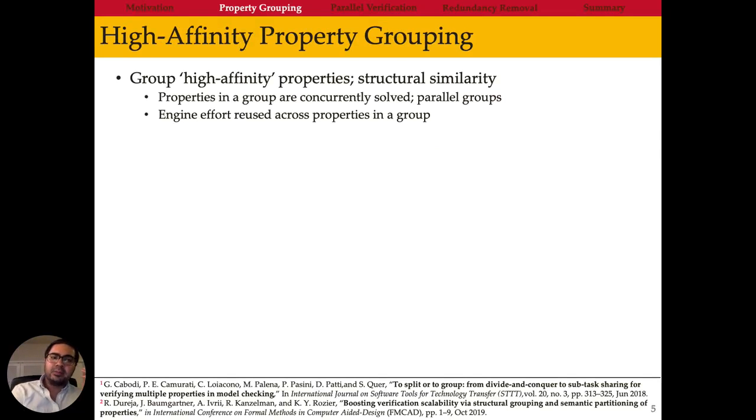Property grouping helps improve the scalability of multi-property checking. The different properties are partitioned into high affinity groups based on structural similarity measured in terms of cone of influence. The properties in a group are then verified concurrently, and the different groups can be verified in parallel. The verification effort expended for a property in a high affinity group can be directly reused for verifying other properties in that group.